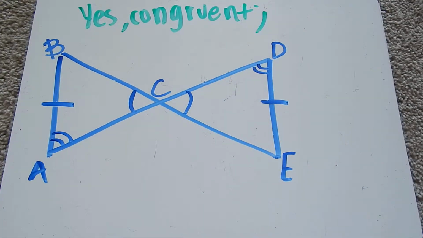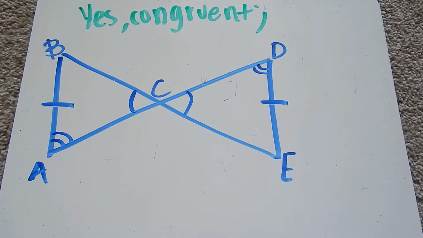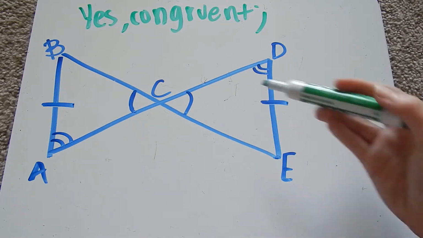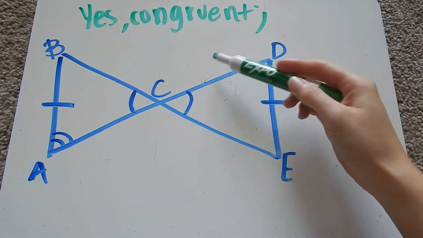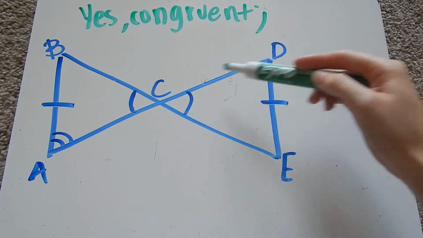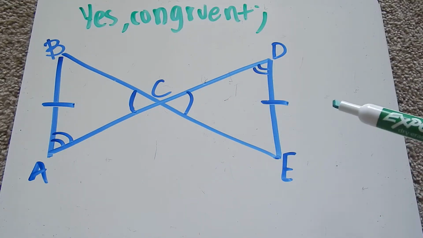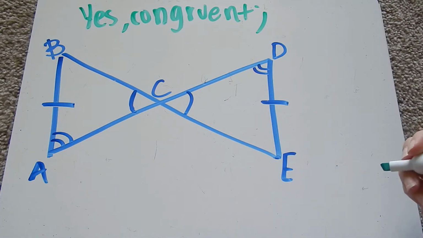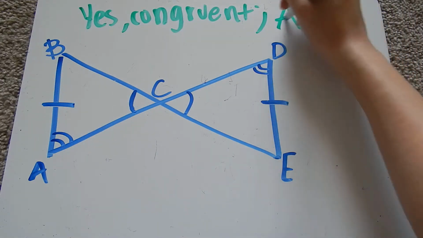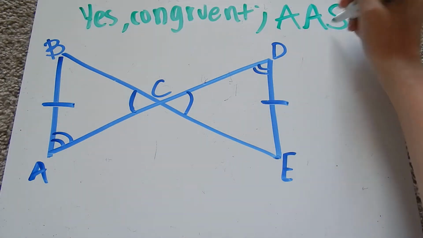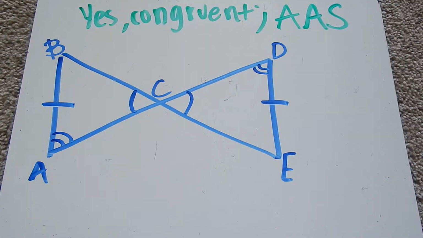Now I need to determine, is it a side in between the two angles or not in between the two angles? That will tell me if it's ASA or AAS. So my side is actually not in between. Here are my two angles. Side in between would be this side, CD and AC. It's not in between, it's on the outside of those two angles. So this one would be AAS. The S is not in between.